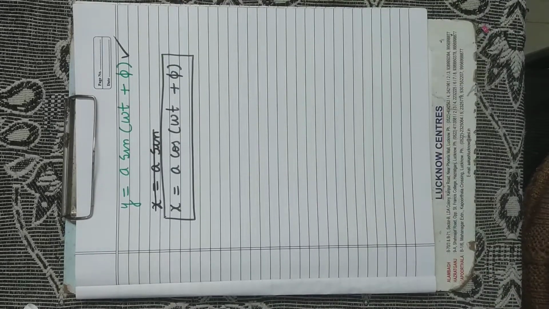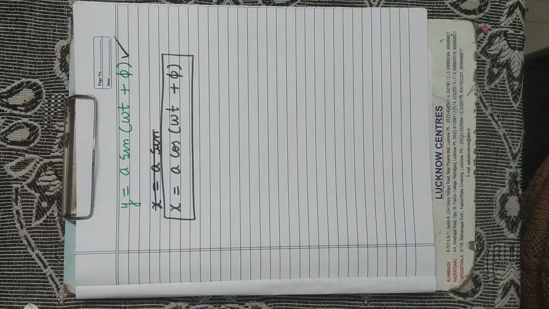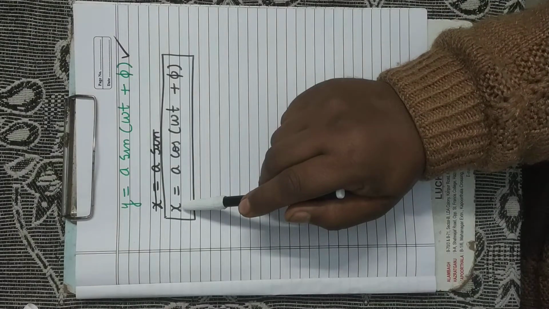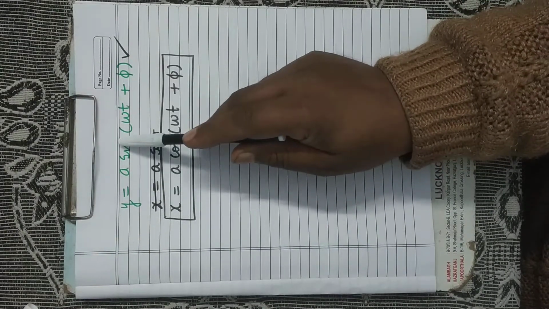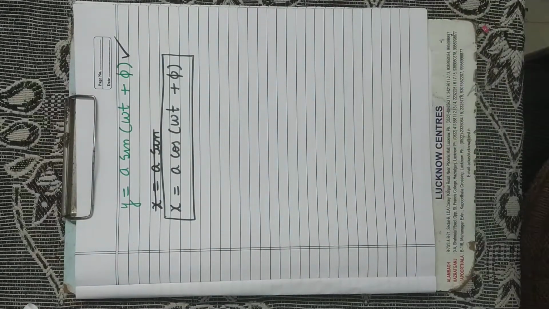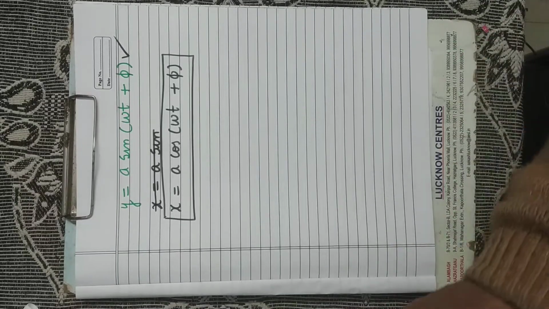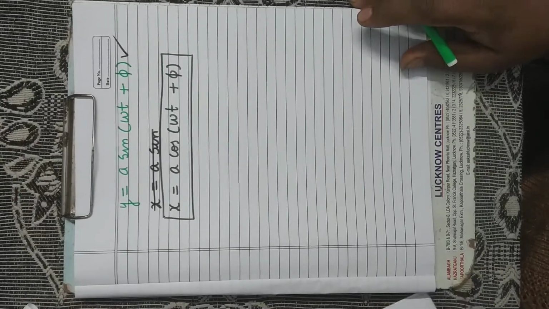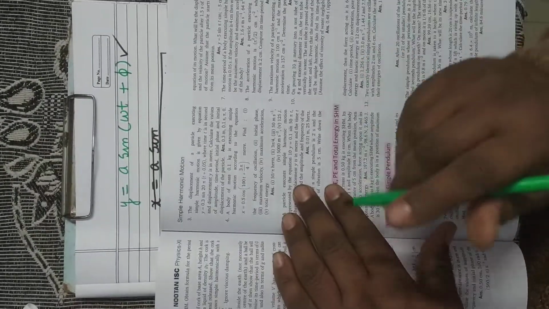All other results, the results of velocity, time period, and acceleration, will remain unaffected. The only difference is that here displacement is denoted by y, and here displacement is denoted by x. Here this is sine and this is cos. But all other things will remain the same. Now I am going to do one more question here. You can see question number 4.